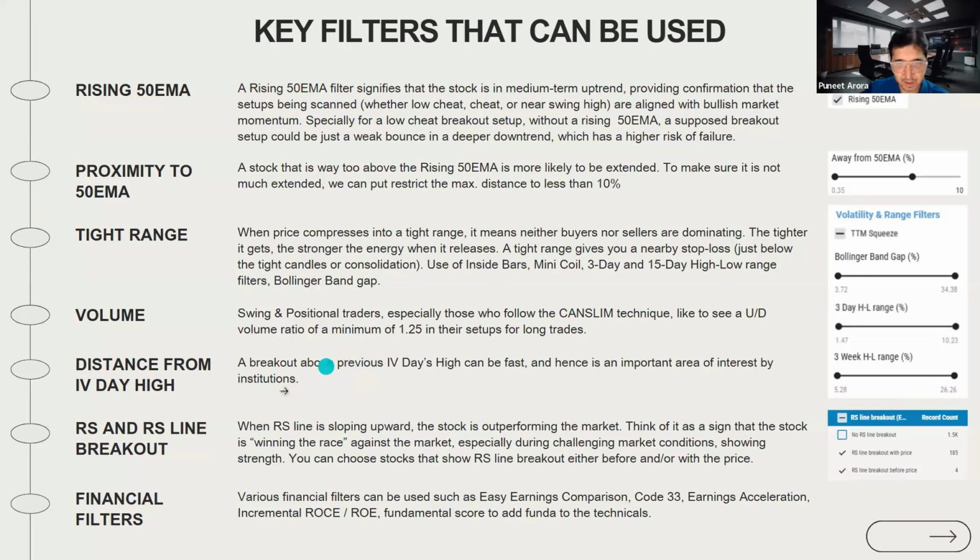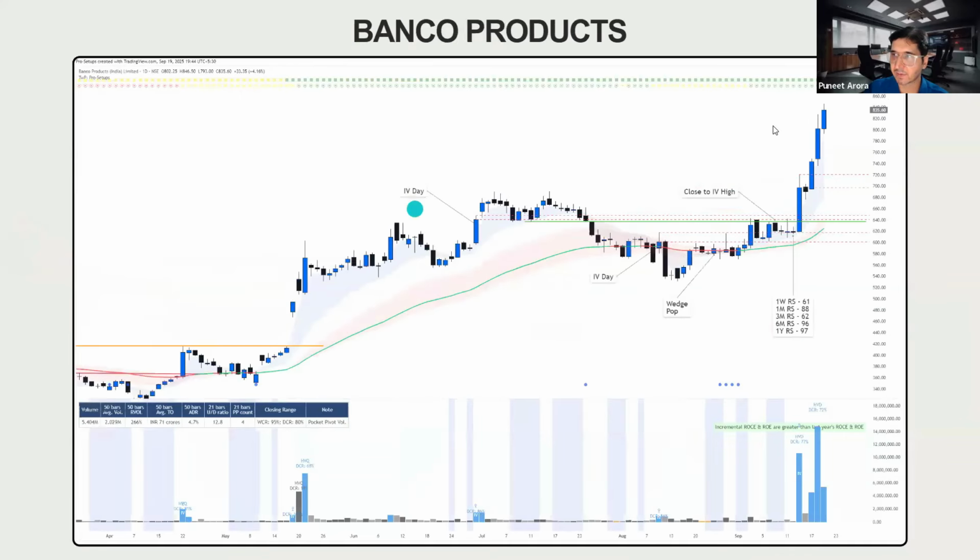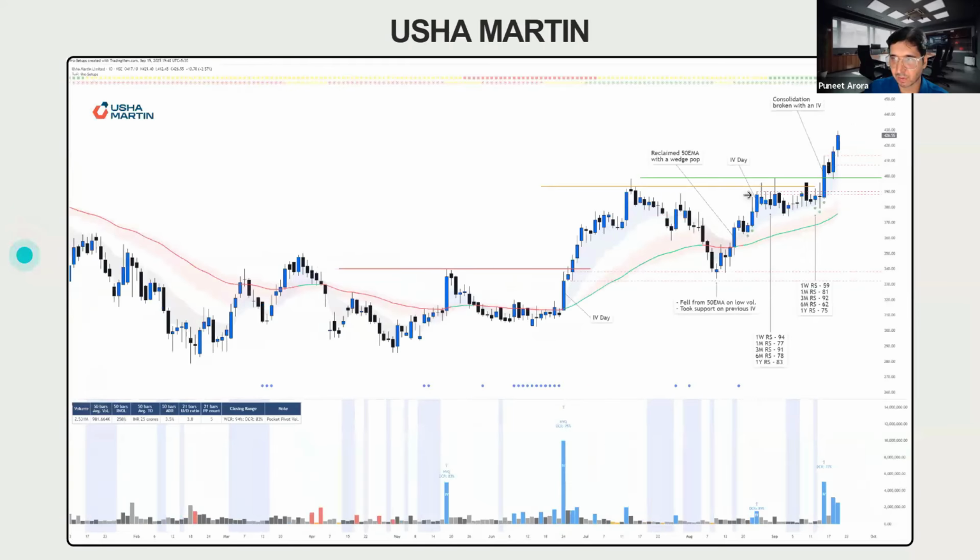Distance from IV day high: a breakout from a previous IV day high can be fast. Like I just showed you in Banco India and Usha Martin, we just broke out this week. This was the IV day high. The two dotted lines that you see, a breakout from these levels turned out to be very good for both of these stocks. In Usha Martin also there was an IV day, there was a TTM squeeze. So all these volatility based setups and volume based setups made a strong footing for a good breakout.